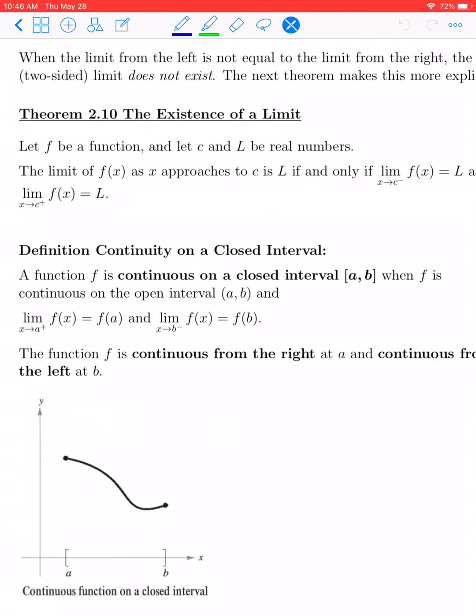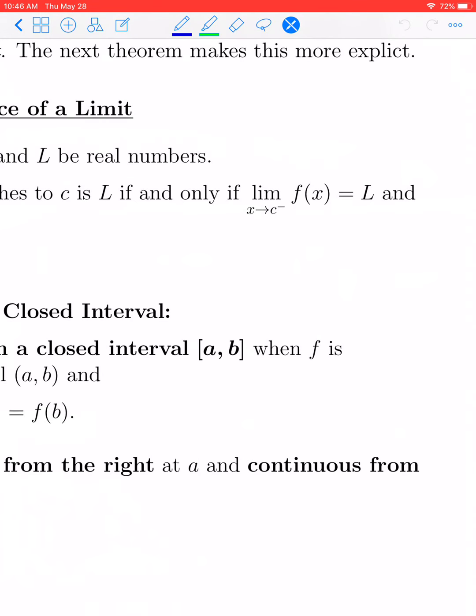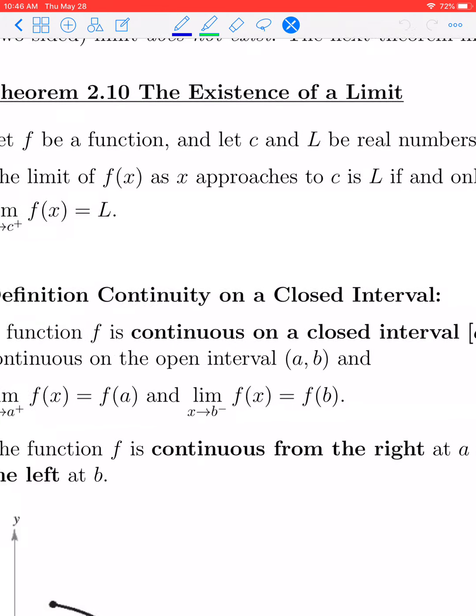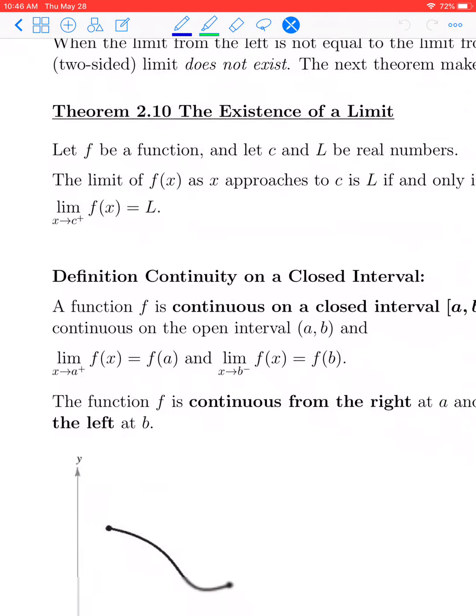This brings us to Theorem 2.10, which is the existence of a limit. Let f be a function, and let c and L be real numbers. The limit of f of x as x approaches c is equal to L if and only if the left-hand limit as x approaches c of f of x equals L, and the limit as x approaches c of f of x from the right is also equal to L.